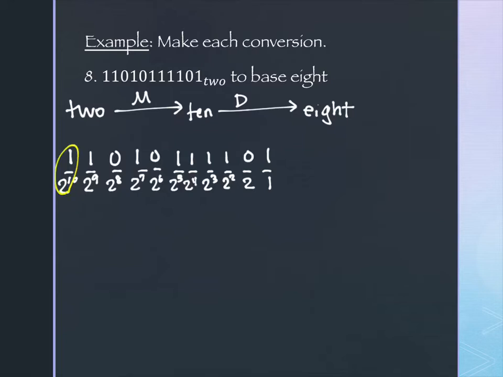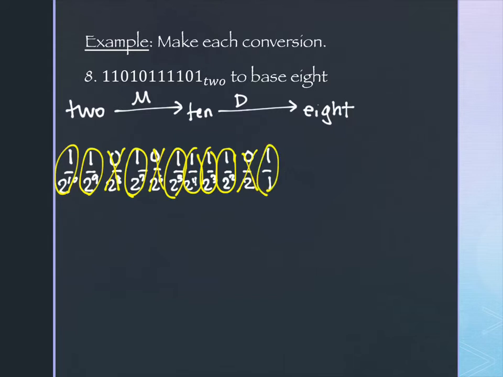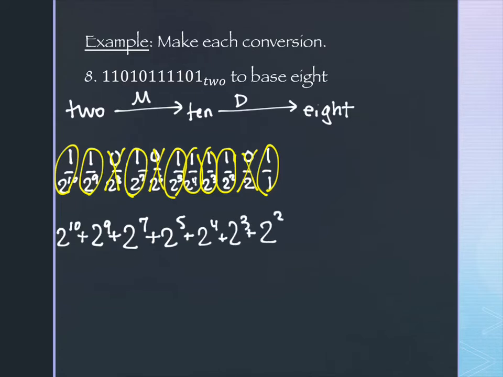I'm multiplying, so actually anything that's a 0 I don't need to do because it's just going to give me 0. And all of these ones that are ones, because I'm multiplying by 1, just give me the power. So I really just have 2 to the 10 plus 2 to the 9 plus 2 to the 7 plus 2 to the 5 plus 2 to the 4, 2 to the 3, 2 to the 2, and then at the very end I have 2 to the 0, which is 1. So I've got some powers of 2 here.